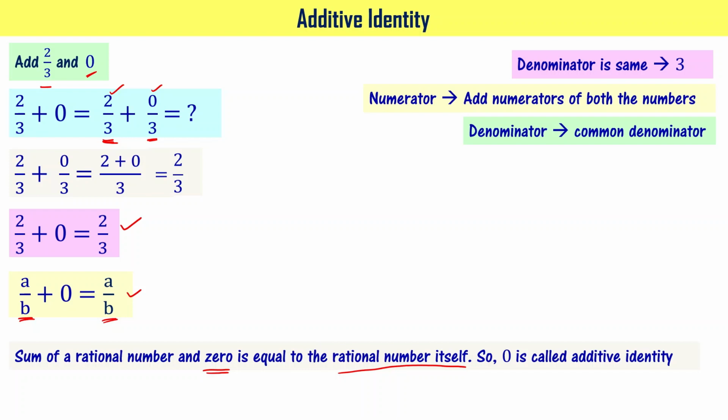It means it is not changing the identity of the rational number. When you add 0 to a rational number like 2 by 3, it is not changing its identity. It is retaining its identity. After addition also, 2 by 3 is remaining as 2 by 3, right? It's not changing. That's why 0 is called additive identity. When you add 0 to any number, the identity of that number is not changing. That's why 0 is called additive identity. Please note this.